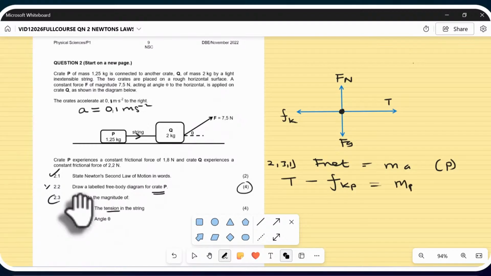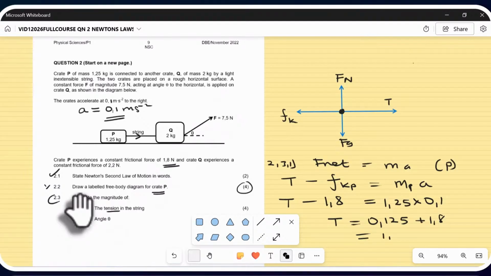Now the frictional force here, they gave us 1,8. You can see that 1,8, and then the mass is 1,25. What about acceleration? They gave us 0,1, so times 0,1. In this case, my tension, if I simplify here, becomes 0,125 plus 1,8, which gives me my final answer as 1,93. So 1,93 is our tension here.